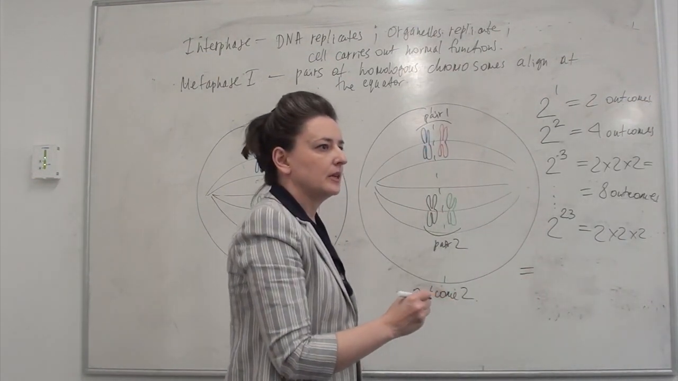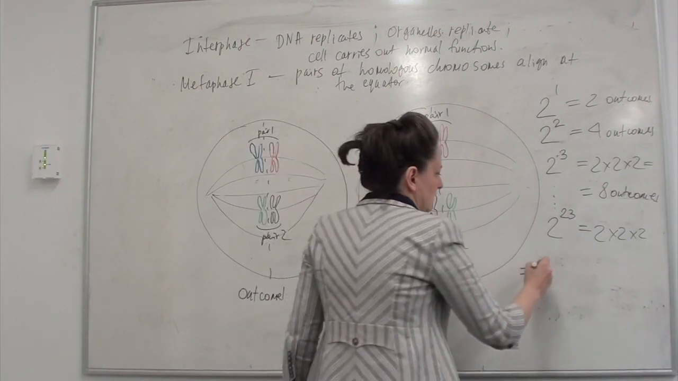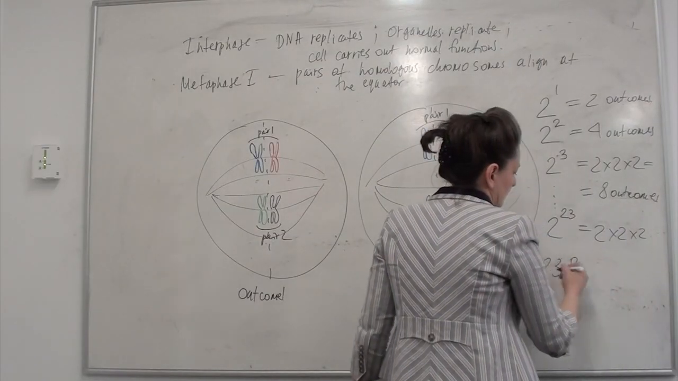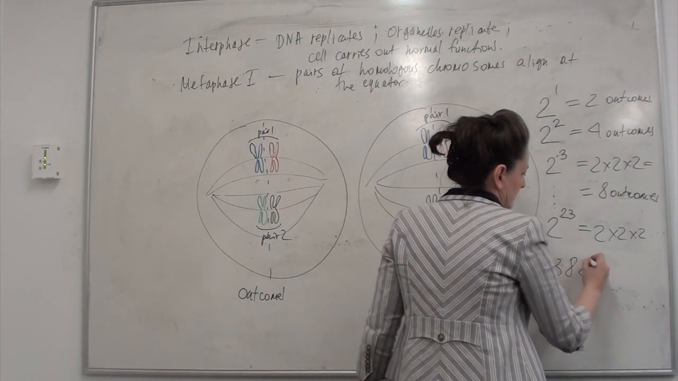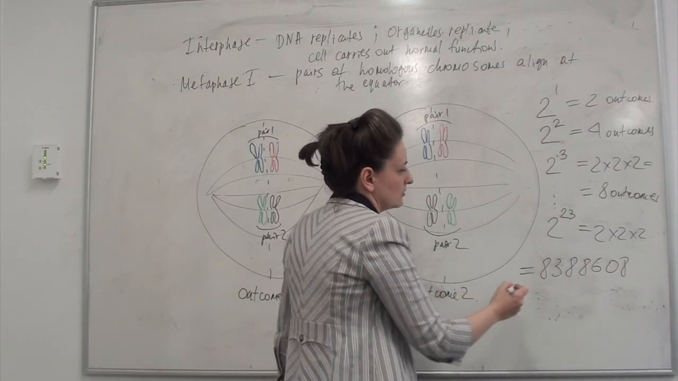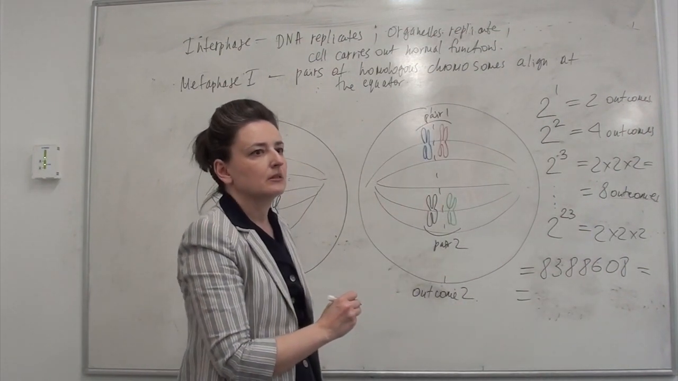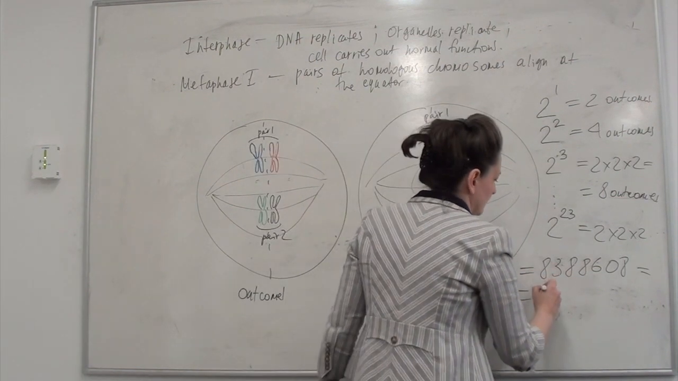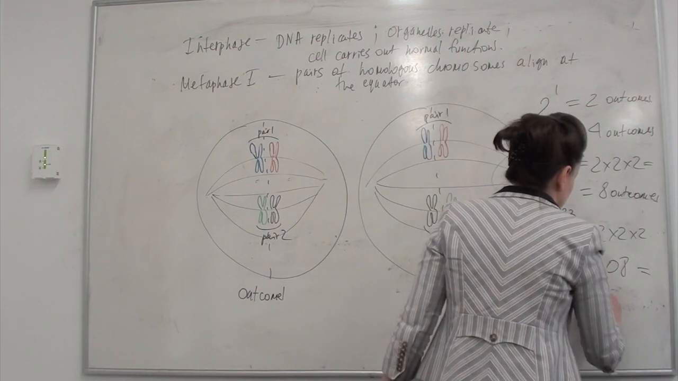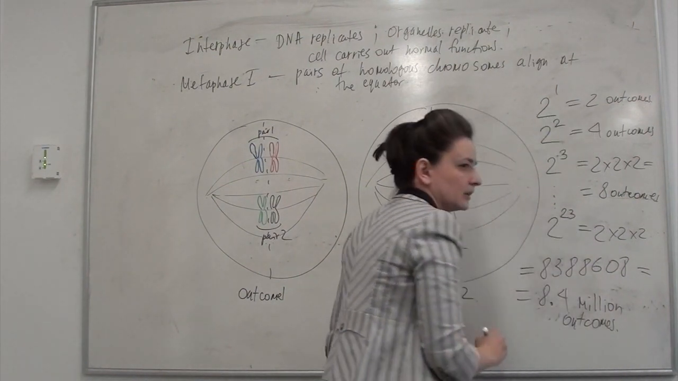Right, how many have we got? Rebecca, do you want to read out? 838, 8608. Yes. Okay. Right, so what is it? Is it thousands? Is it hundreds of thousands? Is it millions? Millions, absolutely right. So we've got round about 8.4 million outcomes.